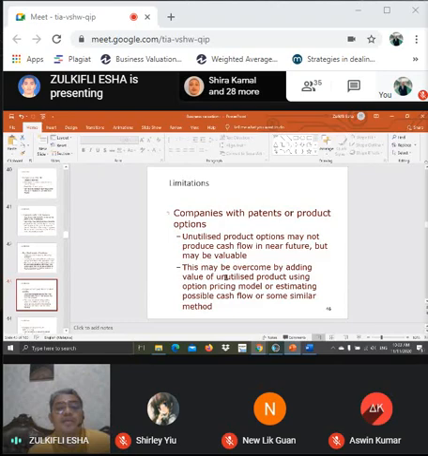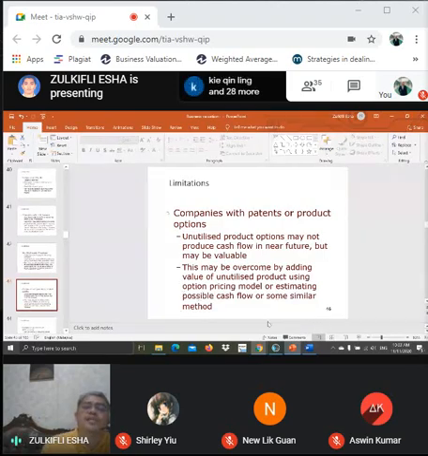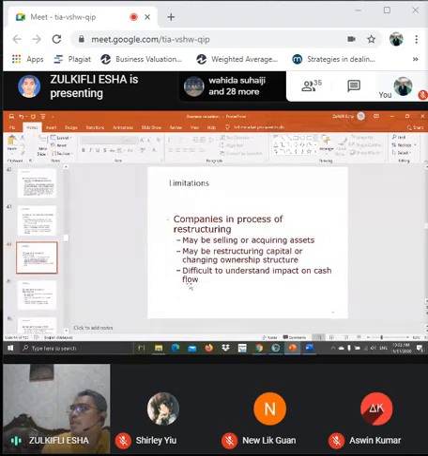This may be overcome by adding value of unutilized product using an option pricing model or estimating possible cash flow or a similar method. So again, what is an option pricing model? Have you guys learned about OPM, the option pricing model? Have you studied the pricing model? Yes, no, not sure. The easiest answer is not sure.